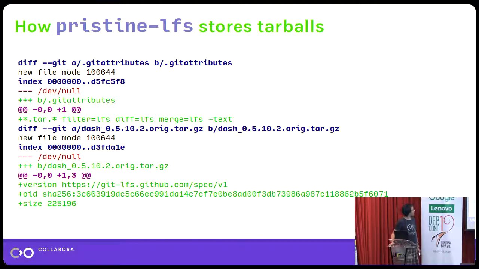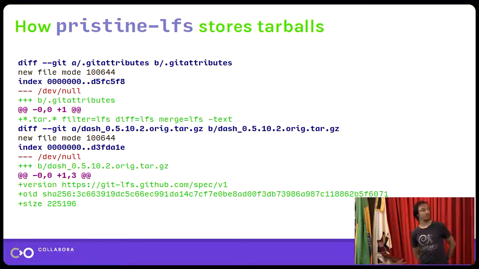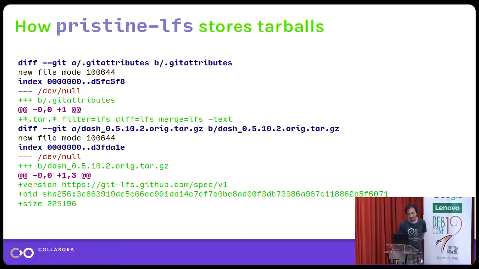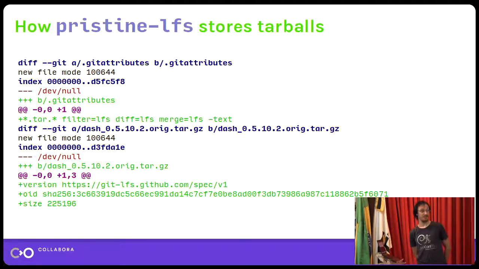So this is what happens when you store a tarball in a repository using Pristine LFS. It creates a branch called pristine-lfs, and on that branch it commits two files basically each time. One file is Git attributes, where it configures the filters, diffs and other bits to make Git LFS work with the file, and it commits the metadata file, a so-called Git LFS pointer file, which specifies the hash of the file and its size.